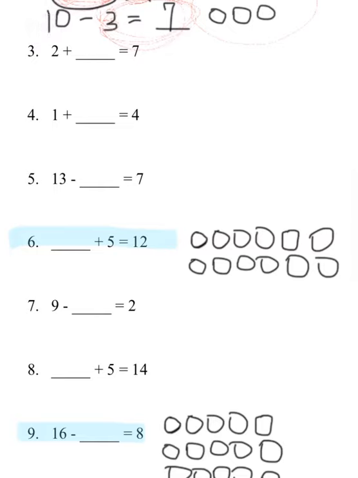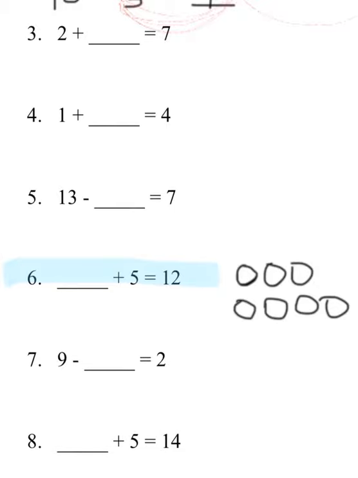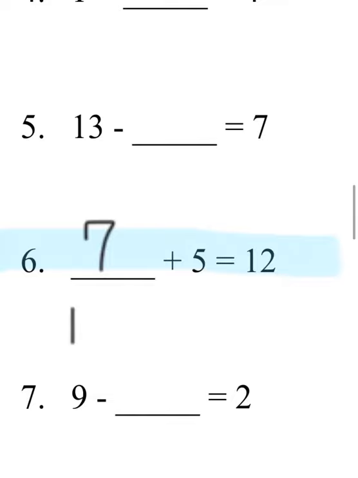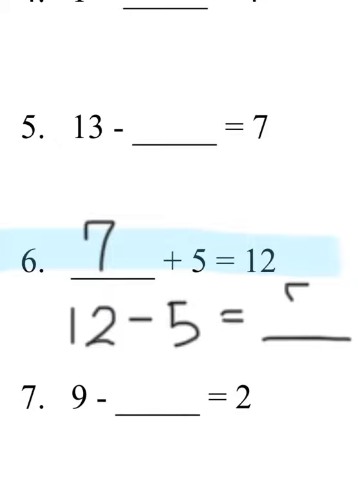Okay. Now, let's try number 6. Let's get rid of 5 circles. 1, 2, 3, 4, 5, and we have 7 circles left. So this is the same thing as 12 minus 5 is 7.